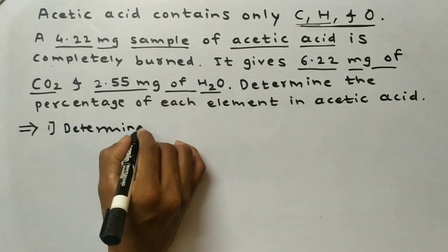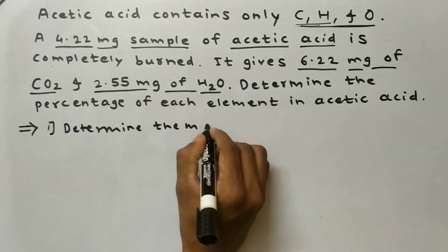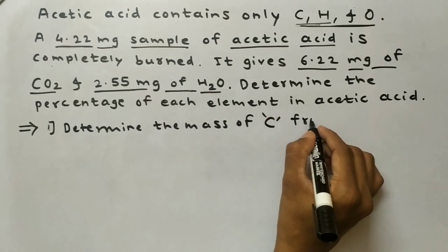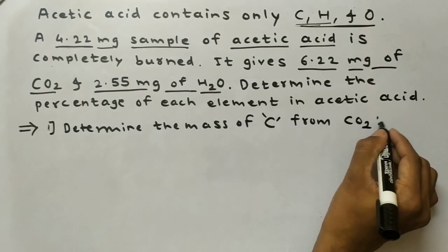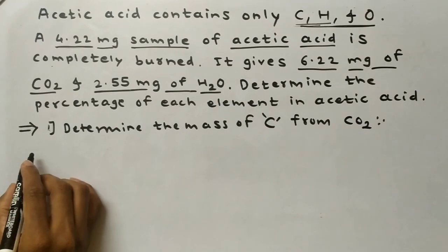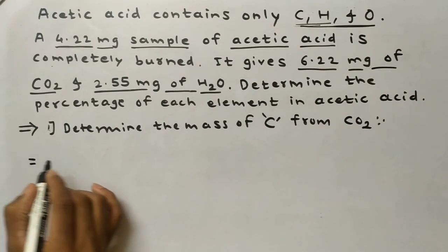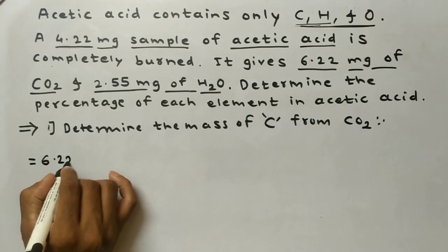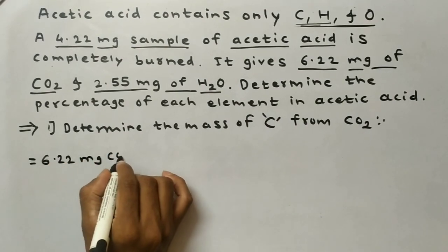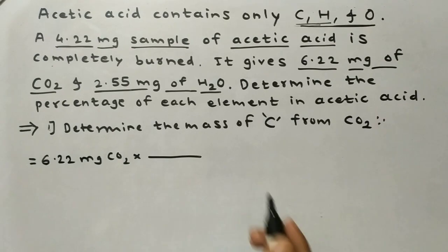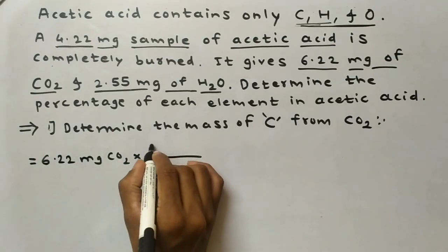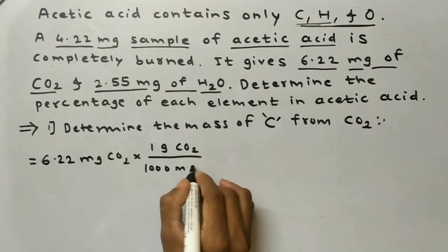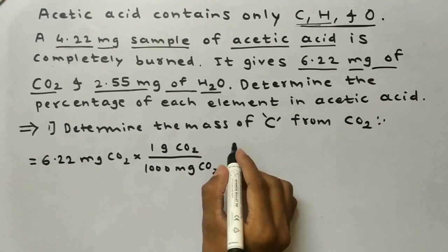determine the mass of carbon from CO2. So how will we do that? We'll start with 6.22 milligrams of CO2. Now we'll use the dimensional analysis method. So we know 1 gram CO2 is 1000 milligrams of CO2.